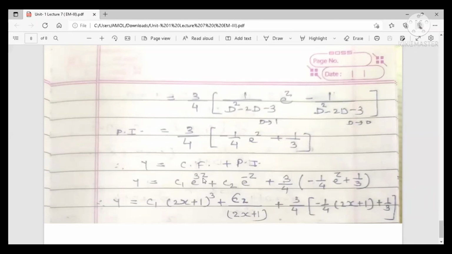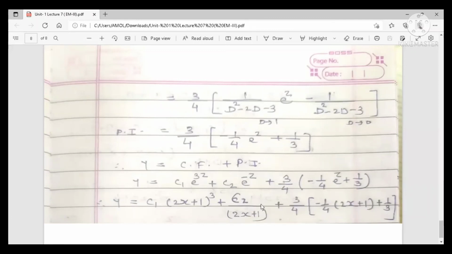You know that z is equal to log of x, or x is equal to e raised to z. So replace e raised to z by x. The first term C1 e raised to 3z means C1 into 2x plus 1 whole cube, plus C2 e raised to minus z means 1 upon e raised to z, and e raised to z is 2x plus 1, so in the denominator the term is 2x plus 1. Plus 3 by 4 in bracket minus 1 by 4 as it is, e raised to z means 2x plus 1, plus 1 by 3. So your answer is in terms of x and y. So this is the solution for Legendre's equation.